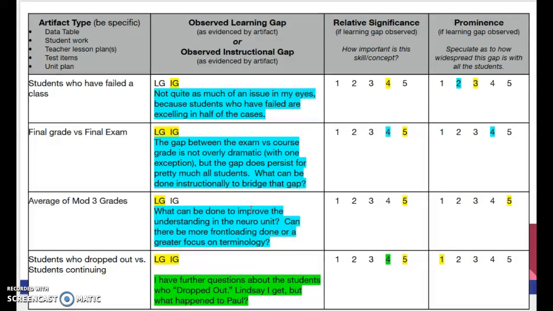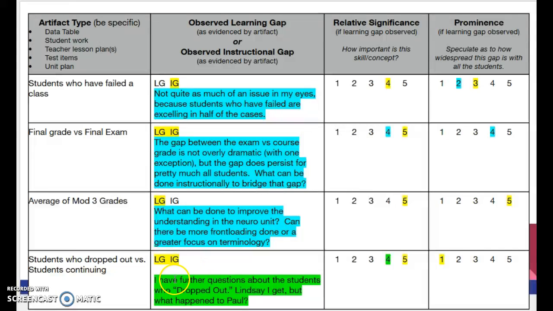So Richard said that not quite as much of an issue with students who failed a class, because about half of them who failed are excelling and getting back on the horse. He also said the gap between exam versus course is not overly dramatic, but the gap does persist for pretty much all students. What can we do to bridge that gap? And then what can be done to improve the understanding in the neuro unit? We discussed this all as a group, and can there be more front loading done to focus on the terminology or some of the skills?